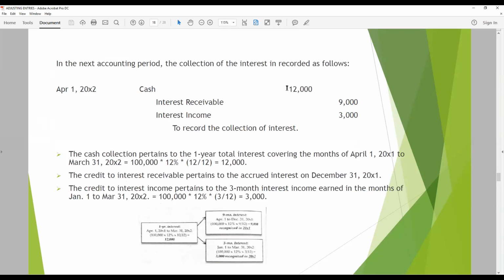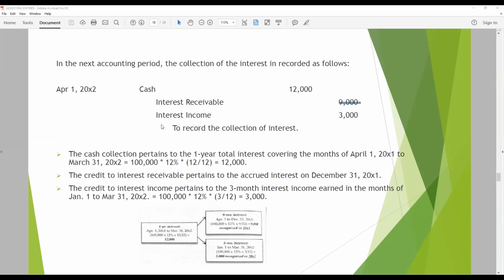From your, who did you lend to? 12,000, the full amount he will pay you. Debit cash 12,000, credit interest receivable 9,000, and credit interest income 3,000. So your interest income for the next accounting period is only 3,000, because you already recorded the 9,000 last year.